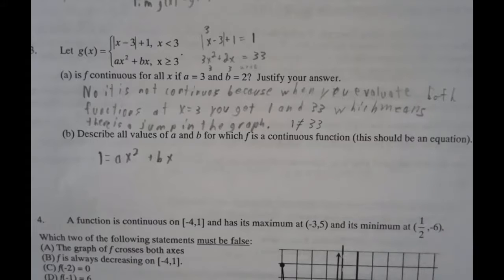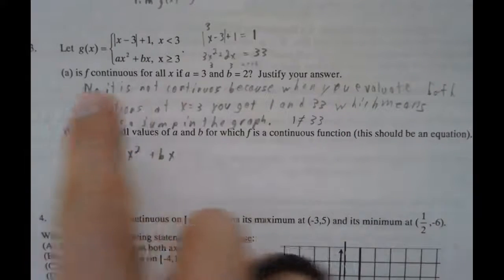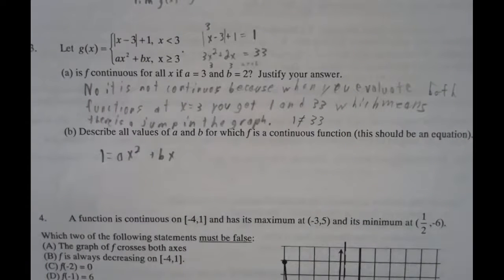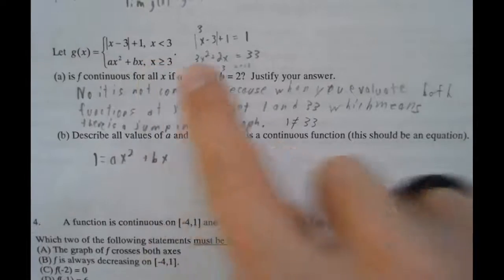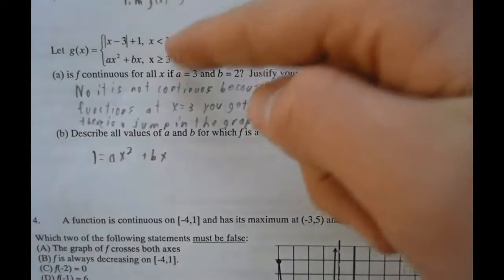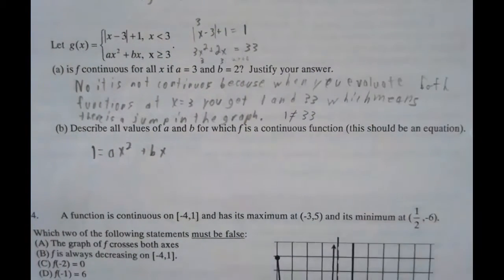You don't have to write the full explanation. Well, it says justify, so technically you have to have some justification. Your justification would be there's a jump. Left-hand limit doesn't equal right-hand limit would be a justification. And then, oh, I forgot I had a b. And then for b, it says describe all values of a and b, which it's continuous. I just said since a and b is only in the second equation, you can just set the second equation.